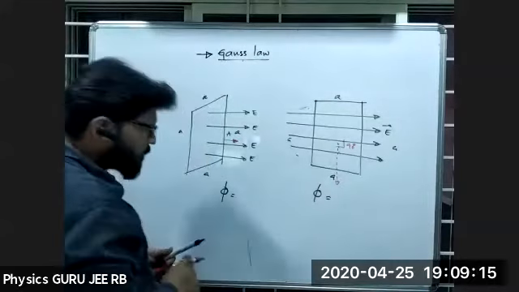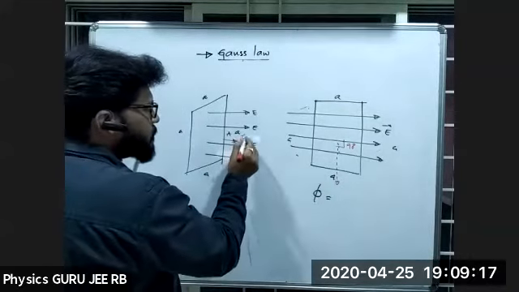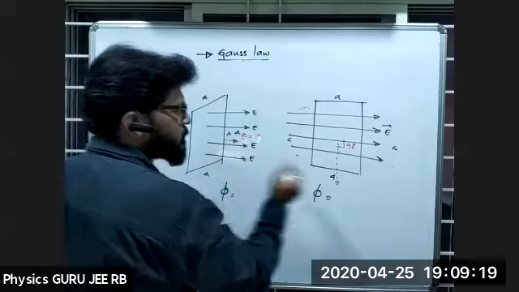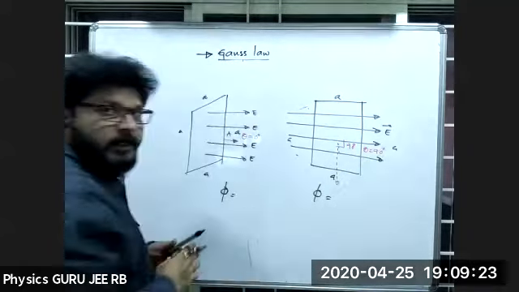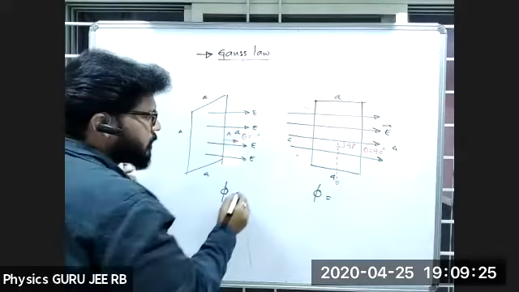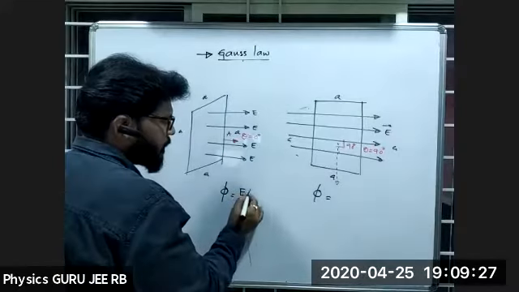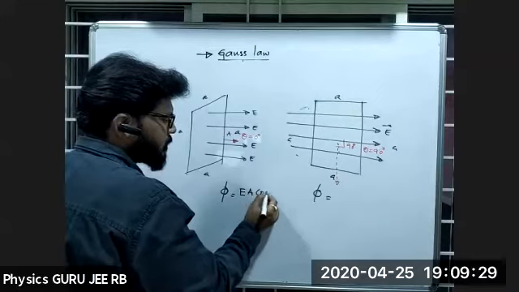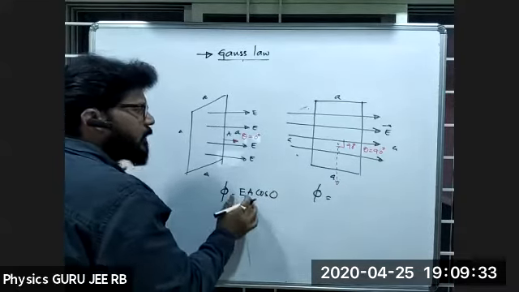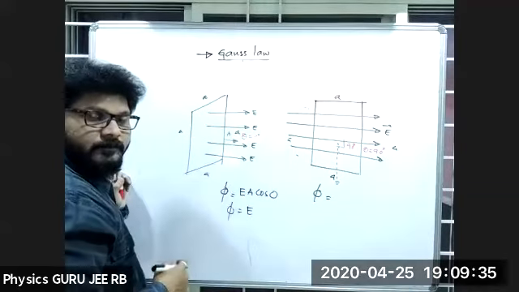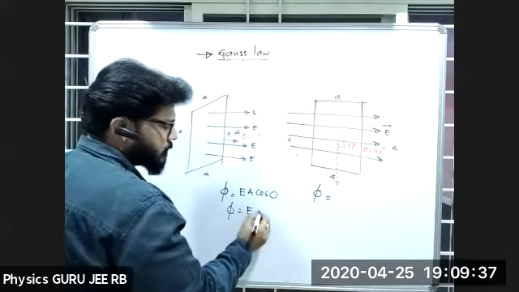Now in this one, theta is equal to 0 degrees. Here theta is equal to 90 degrees. Then what I can write here is flux phi is equal to EA cos 0, or phi is equal to E into A, the area of this plate, A square. That's all.